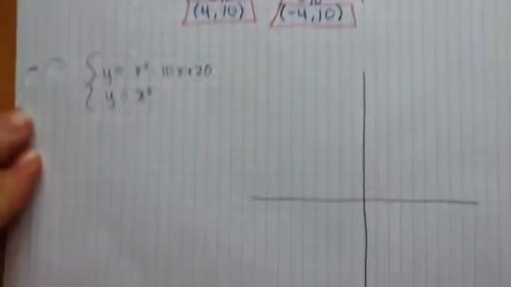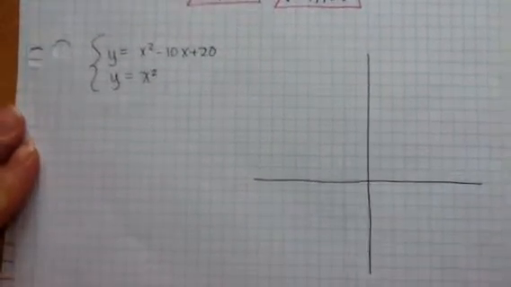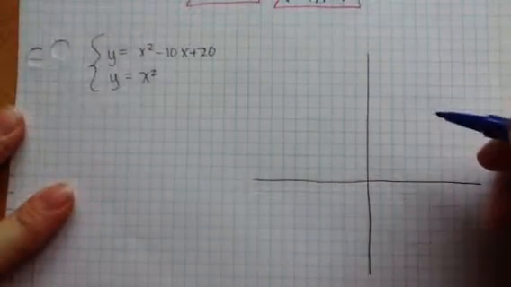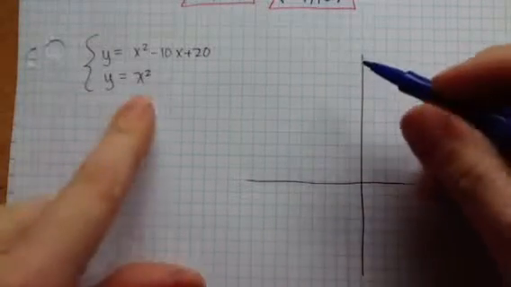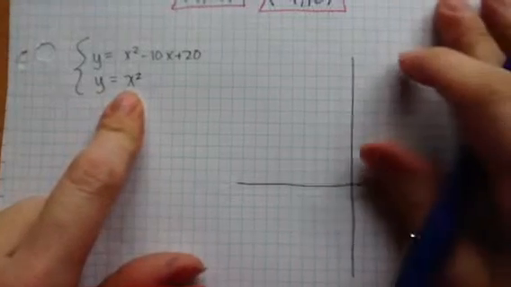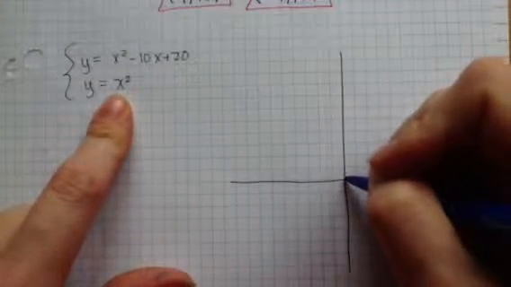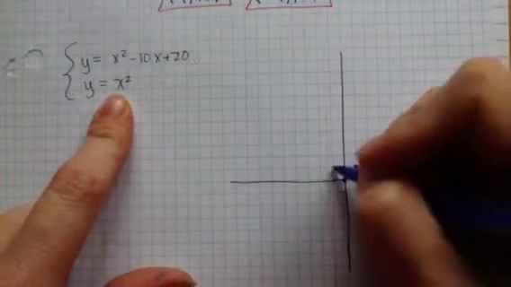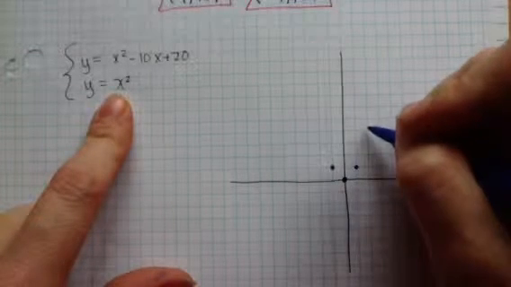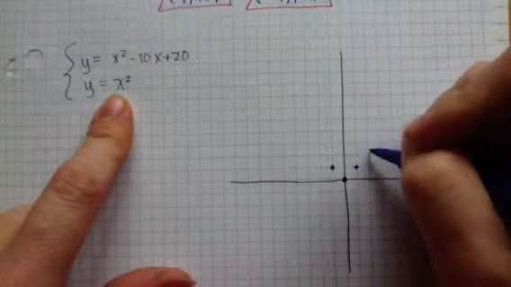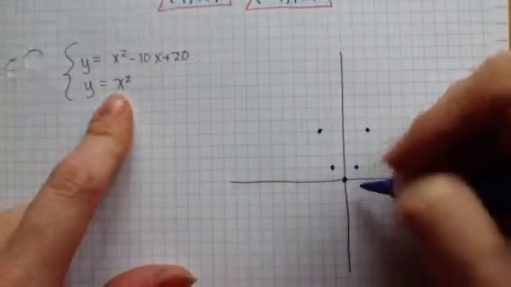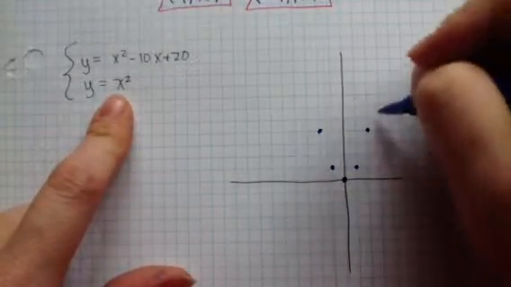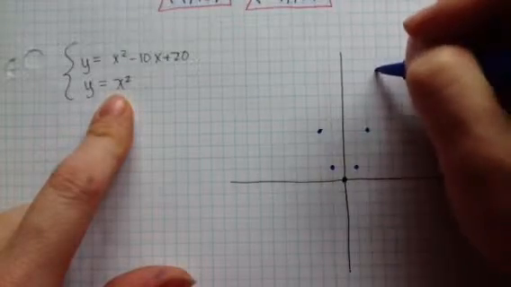So here we have y equals x squared minus 10x plus 20 and y equals x squared. Let's get those graphed. I'm going to graph y equals x squared first because it's just the parent graph. So vertex at 0, 0, over 1, up 1, over 2, up 4, over 3, up 9.